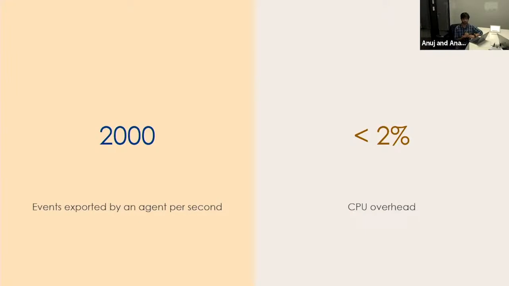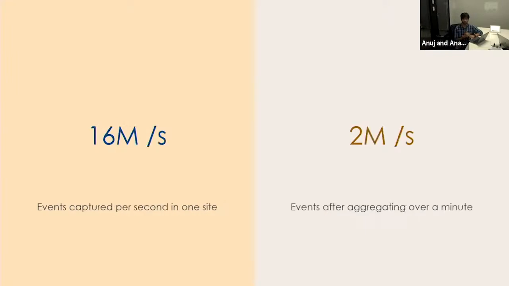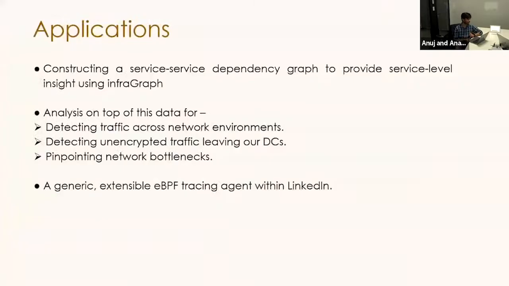Yeah, next slide. Okay, so some of the overall numbers here. 16 billion events are being captured per second from a single site at the moment. And all these events, when collected at the collector, are aggregated over a minute and they are reduced to 2 million events per second. And this is the ingestion rate into Kafka. Yeah, next slide. I'll pass it back to Ananya to discuss the applications of this data.